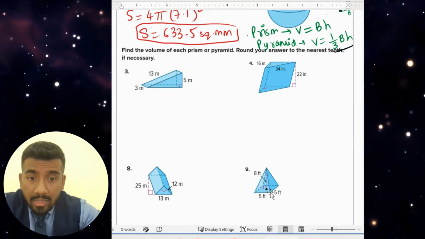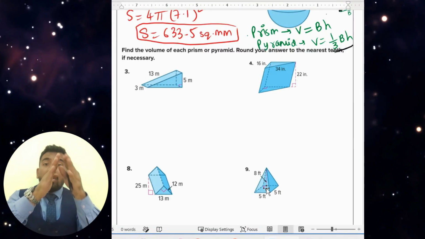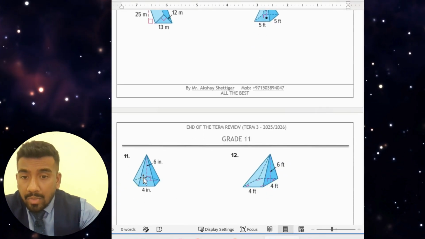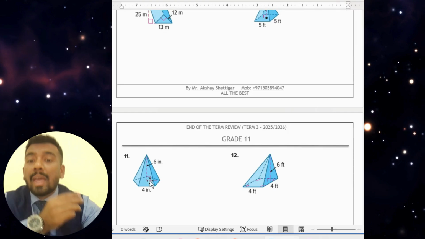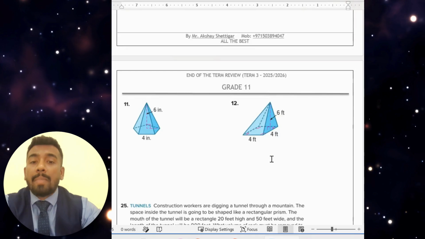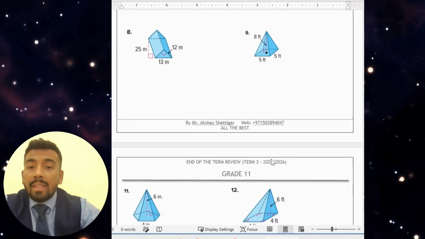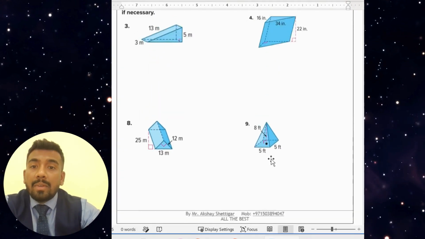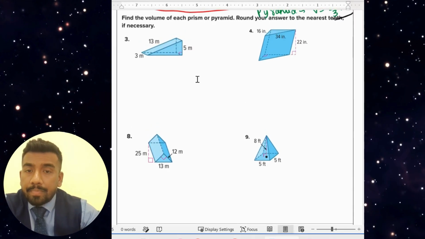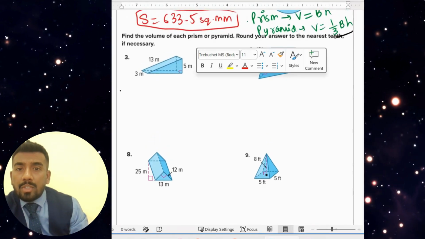Here, the square is the base, but it's becoming small. So that's a pyramid. Understood? Here also, you see, it's becoming a pyramid. This also is becoming a pyramid. So 9, 11 and 12 are pyramids, the rest of them are prisms. Okay, so let's do the first prism.